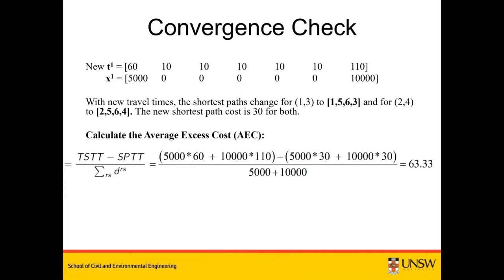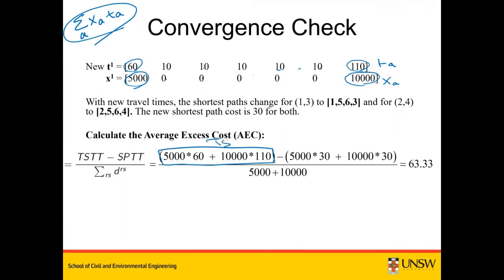What is TSTT? Remember, TSTT was total system travel time, which was the summation over all links of XA multiplied by TA, right? So it's basically 5,000 multiplied by 60 plus 0 multiplied by 10 plus 0 multiplied by 10 and so forth until 10,000 multiplied by 110, because this is XA, this is TA, right? So I'm calculating this summation of XA TA, which gives me this TSTT here. So I can easily get TSTT.